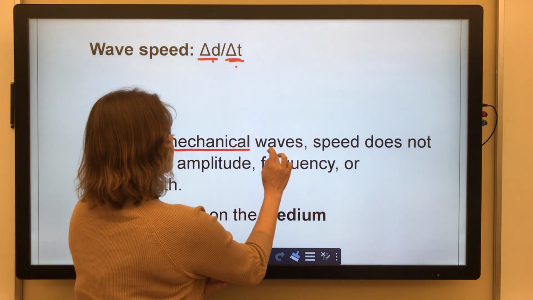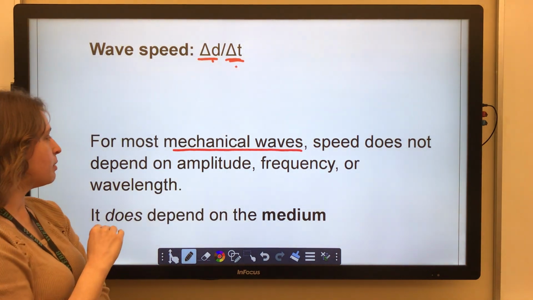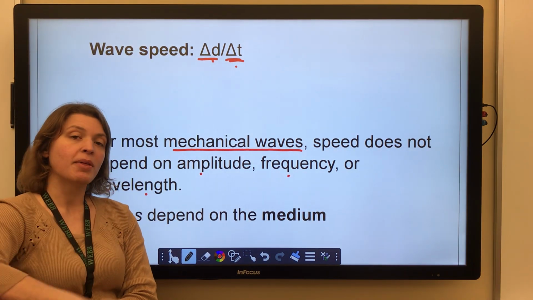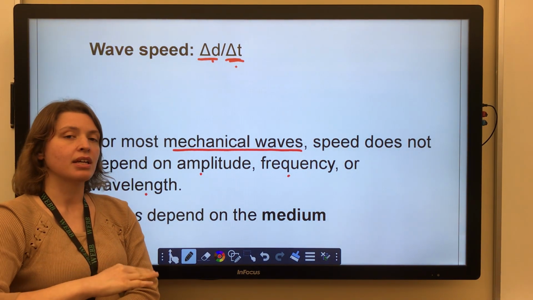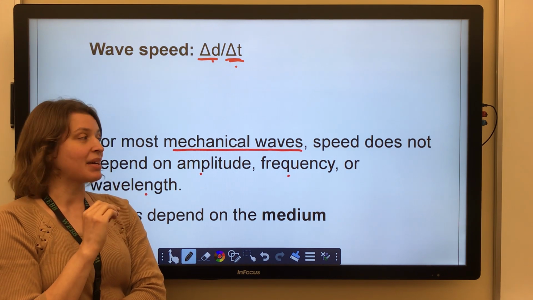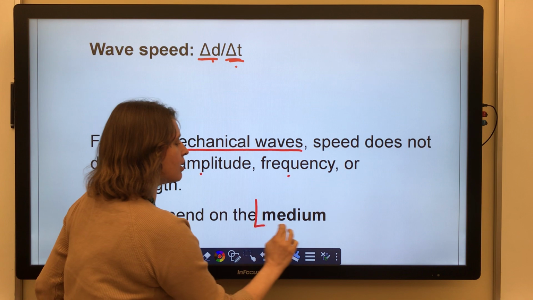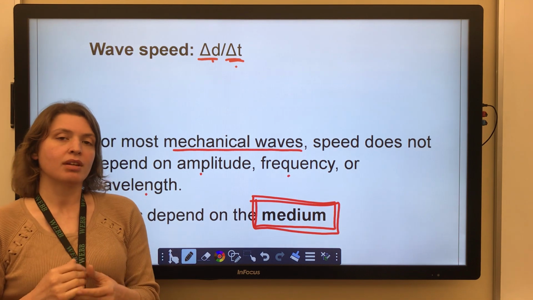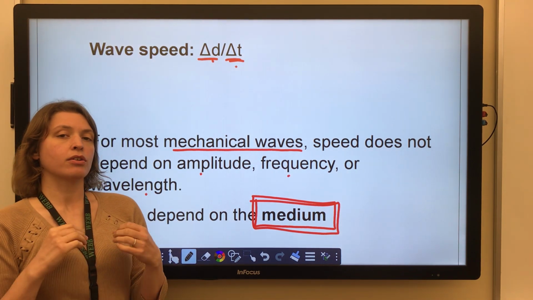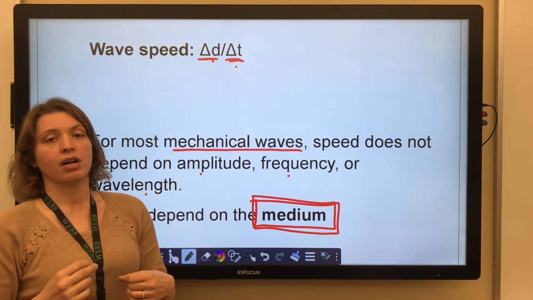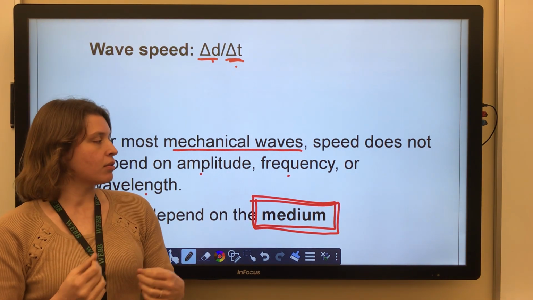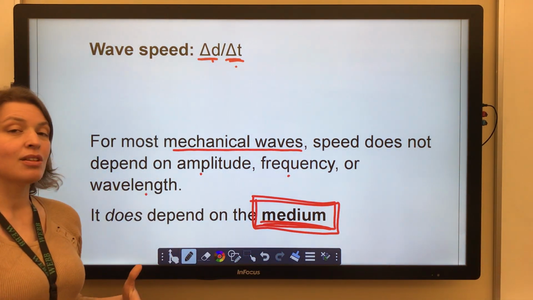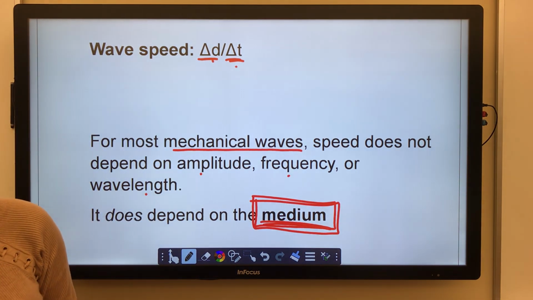Typically, when we're dealing with mechanical waves, the speed is completely independent of amplitude, frequency, and wavelength. It doesn't matter how high up that wave is, doesn't matter how fast it's oscillating. What's going to determine the speed of a mechanical wave is the medium that it's traveling through. Because for a mechanical wave, the motion of that wave is dependent on the oscillation of the particles present in that medium, and how those particles are oscillating, how quickly they're oscillating, what sort of interaction they have with their neighboring molecules. That's going to determine our wave speed. And so the medium is critical in determining what the speed of a wave is.